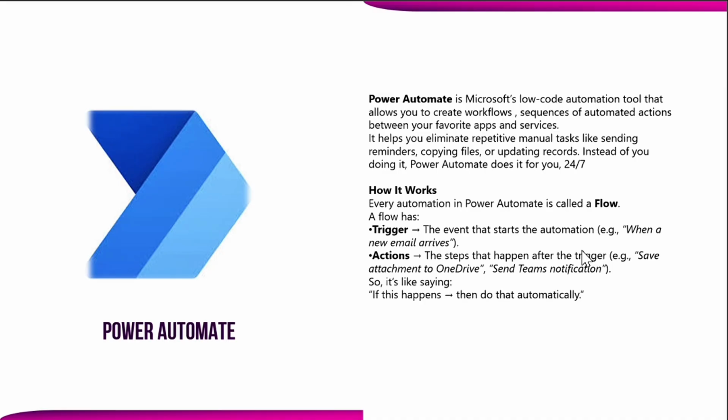The actions are the step or sequence of actions that happen after the trigger. So for example, your trigger is when a new email arrives. I want the actions to be send me a Teams notification, save attachment to OneDrive, and many more. So it's like saying that if this happens, then do this automatically, or do this series of actions automatically in sequence.